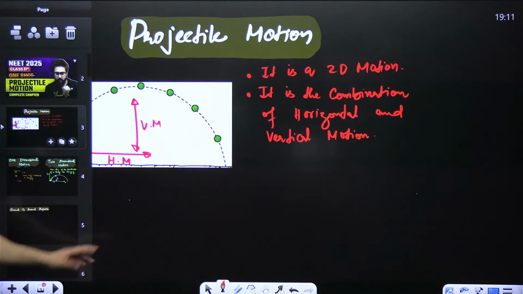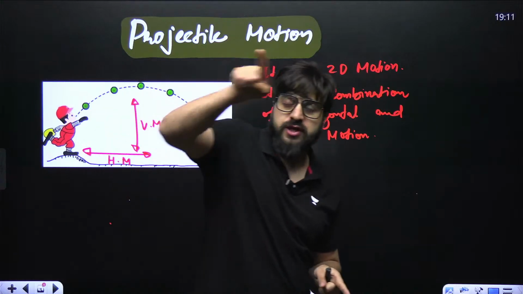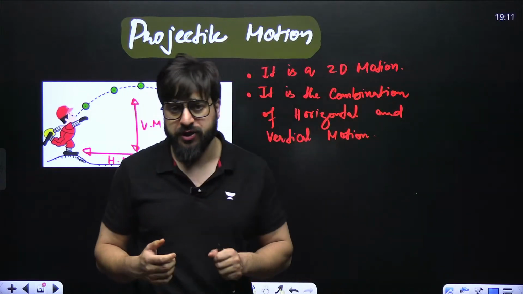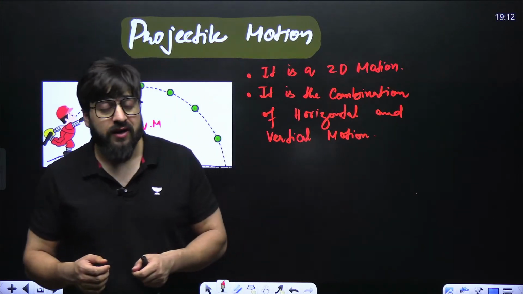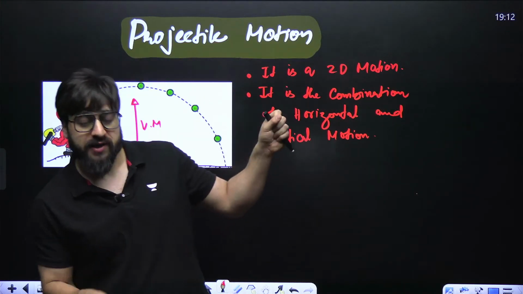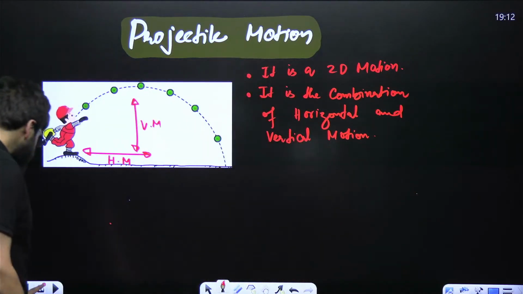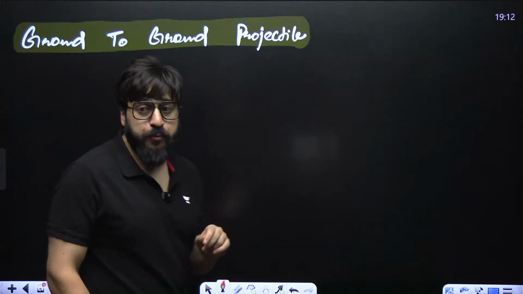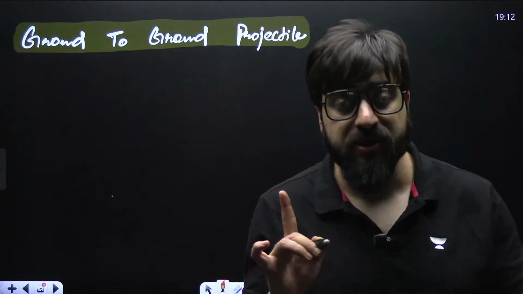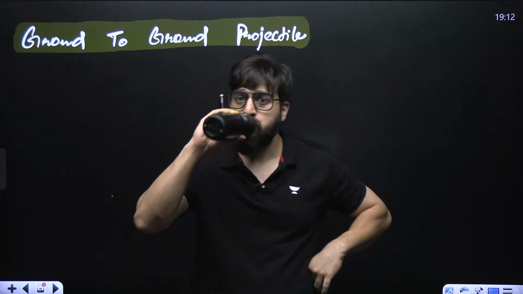Next, my dear friends, what are the different examples? You are throwing a stone in the air. It will follow this parabolic path. That is a projectile motion. Even if you are firing a gunshot, that is also projectile motion. Now, guys, let's take a look at the first case of projectile motion in our syllabus, and that is the ground-to-ground projectile.